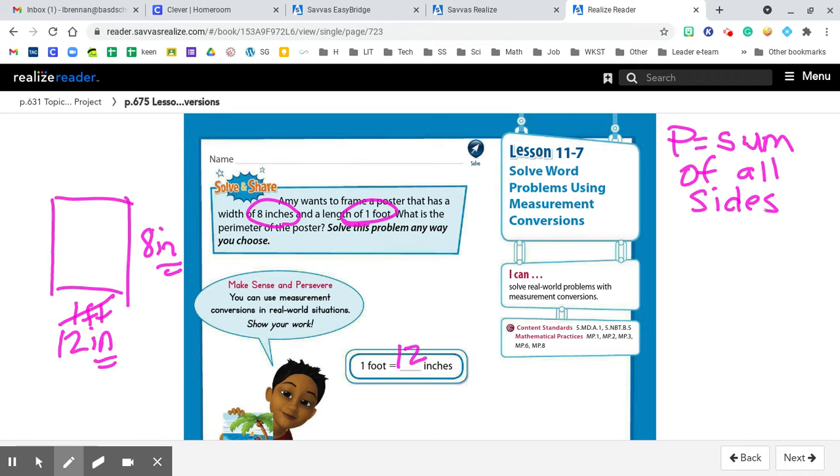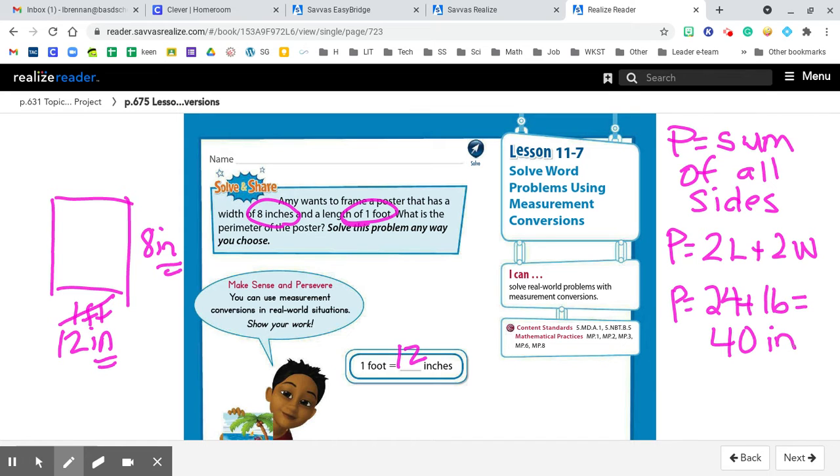So we're going to add the sides. And we can also do, if it's a rectangle, perimeter can equal 2 times the length plus 2 times the width. So 2 times the length is 24, and 2 times the width is 16. 16 plus 24 is 40. And we can say 40 inches is the perimeter.